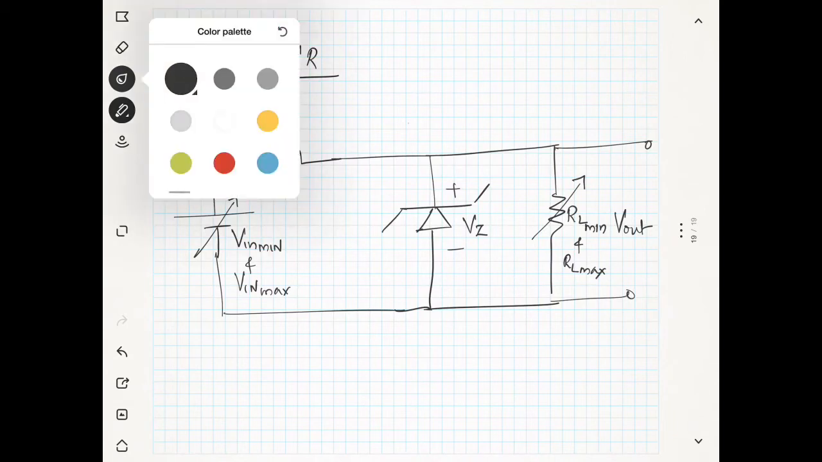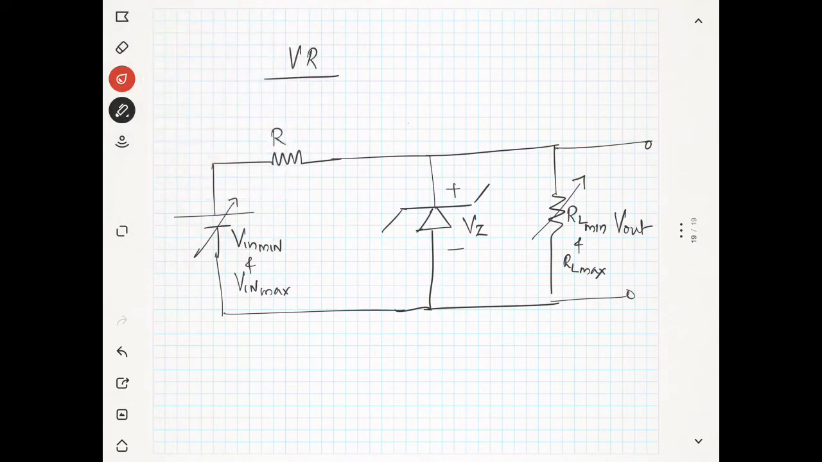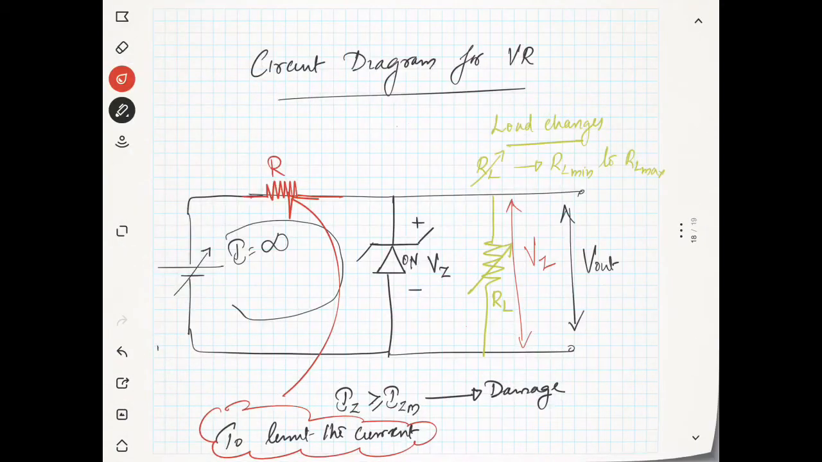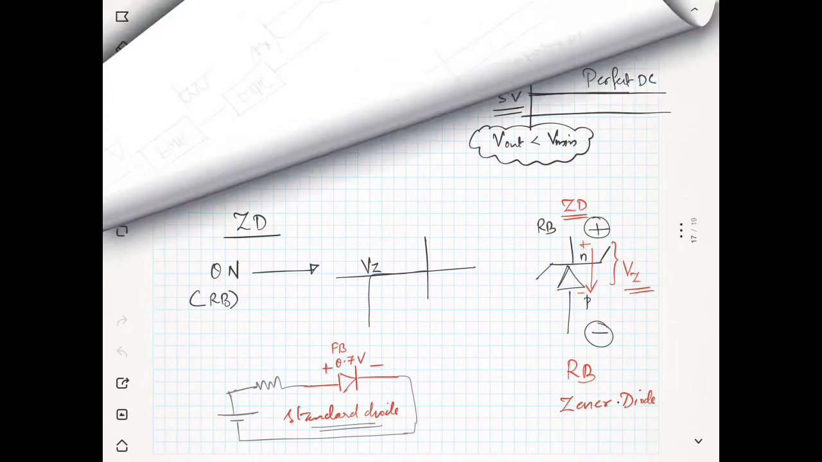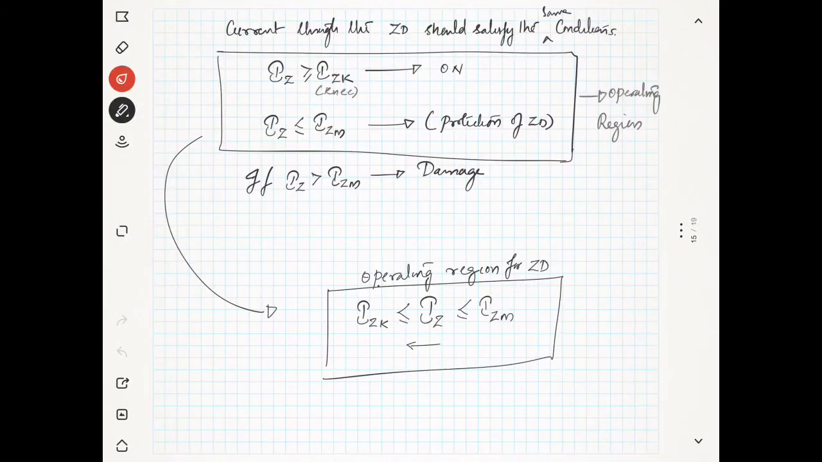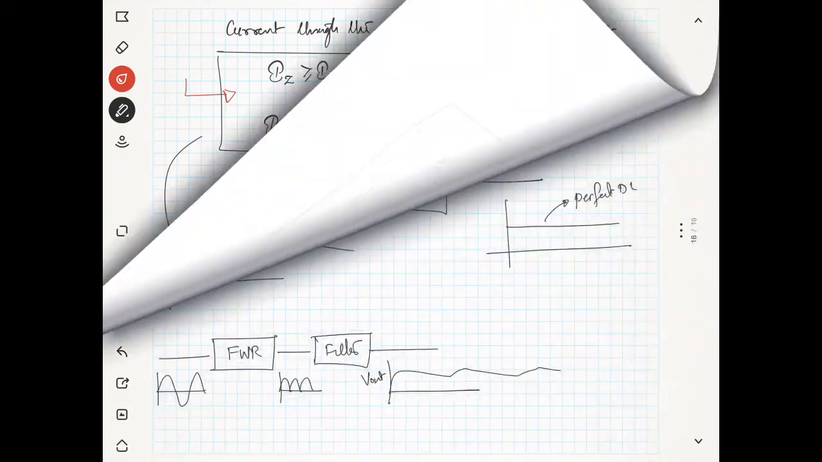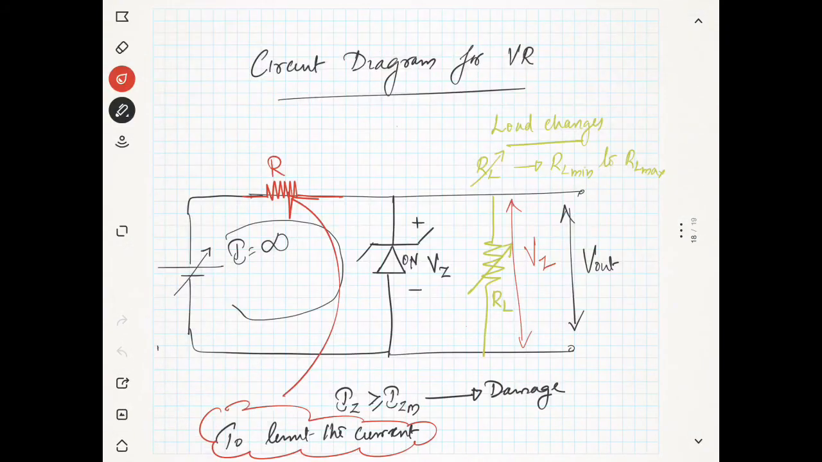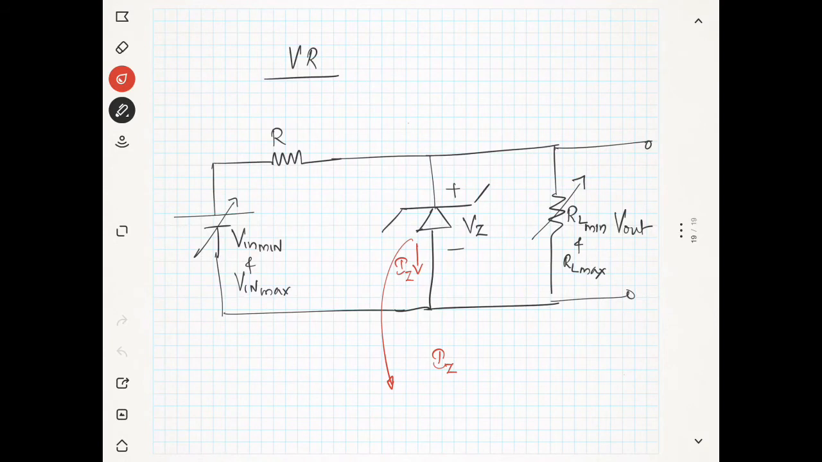Now you have to be very careful for the Zener diode. I will say this is the current through the Zener diode, IZ. This IZ should satisfy some condition. That means it should be in the operating region. And what is the operating region? We have already explained it, but I will explain it once again. Operating region means the current should be greater than the minimum value. What is the minimum value for turning it on? It is IZK. So the current should be greater than IZK, and also the current should be less than IZ maximum.